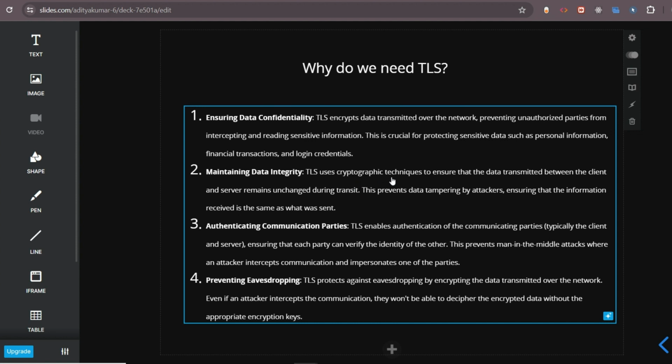So these are the four points that tell what the use of TLS is and why we need it. Why it is important.